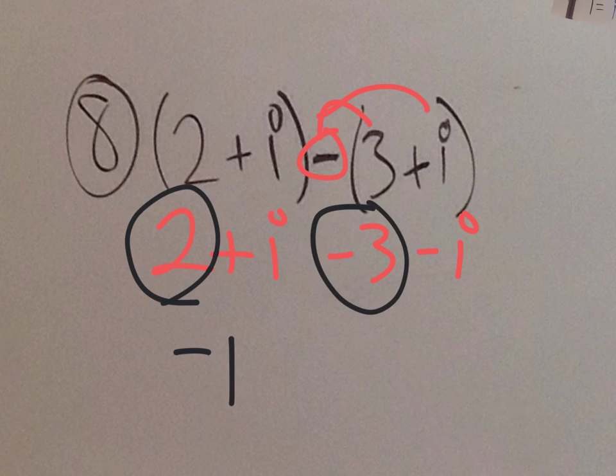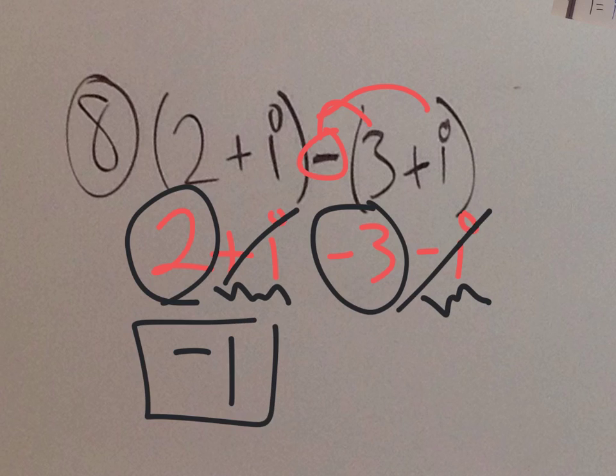And then what about the i's? You have a positive i and a negative i. What happens? Cancels out. That's it. Your answer is negative 1.